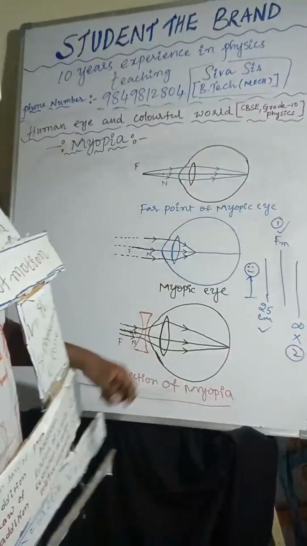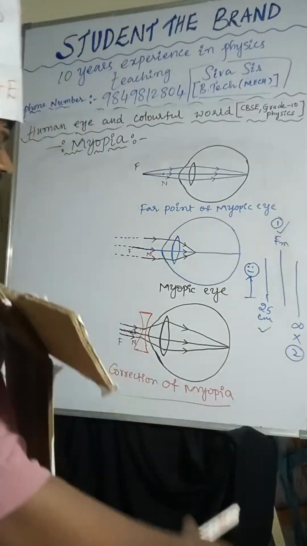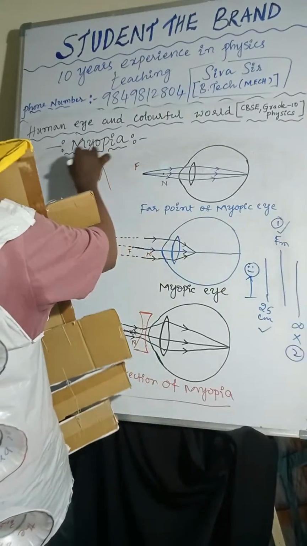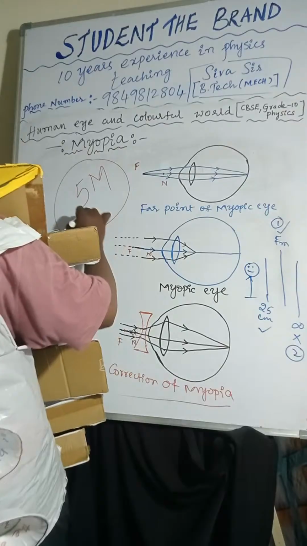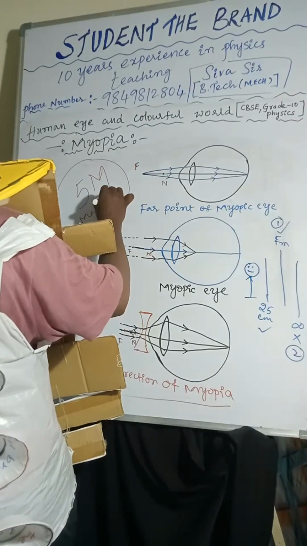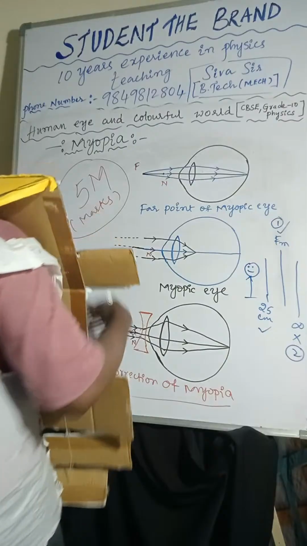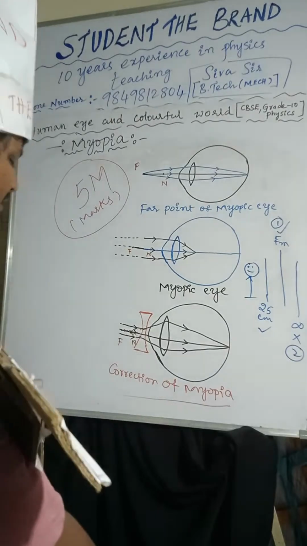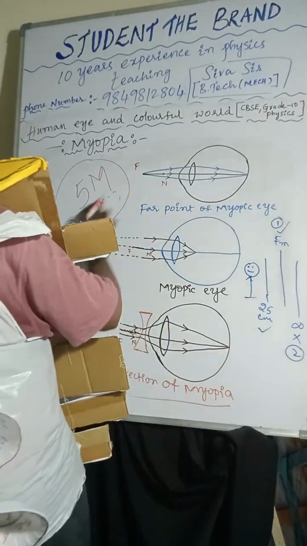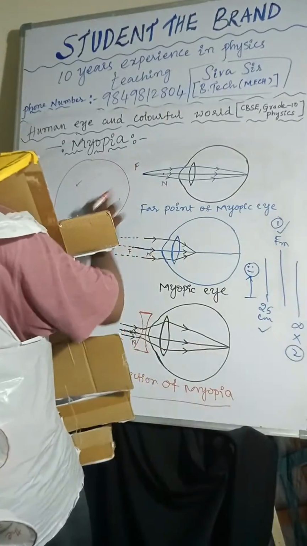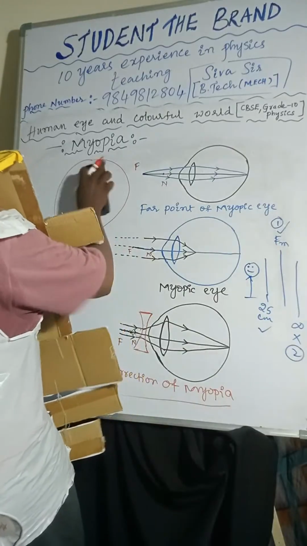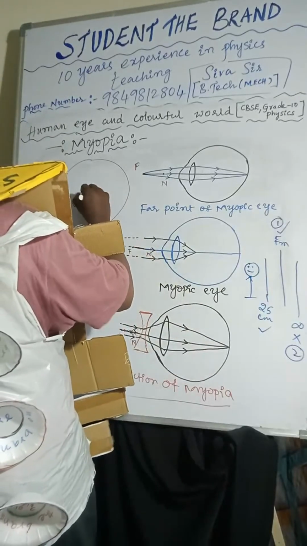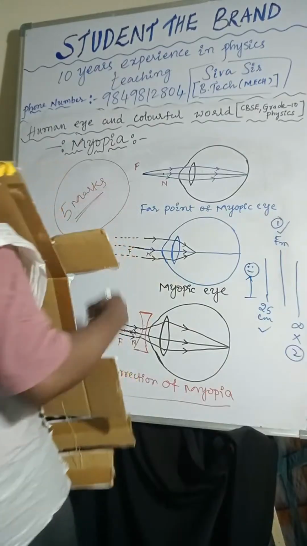This diagram they will ask for 5 marks in the board exam. It is a 5 marks question, very very important. You are thinking only 2 marks or 1 mark, but it is a 5 marks question. That much important it is. They will ask it directly in the board exam. So make sure that you are learning it.